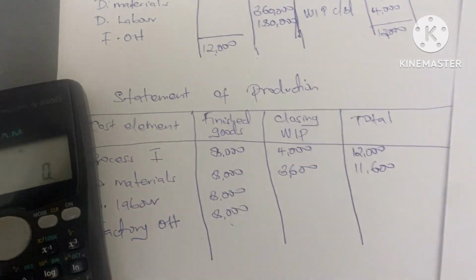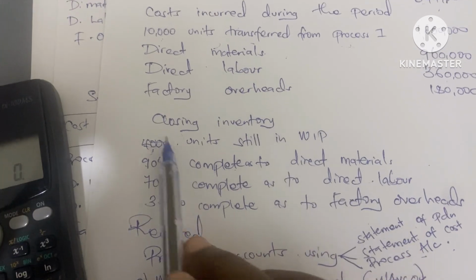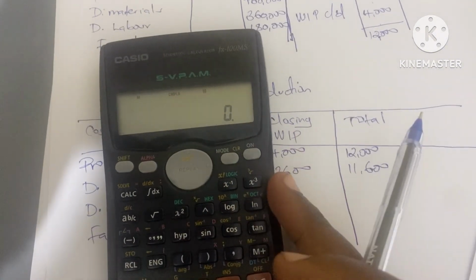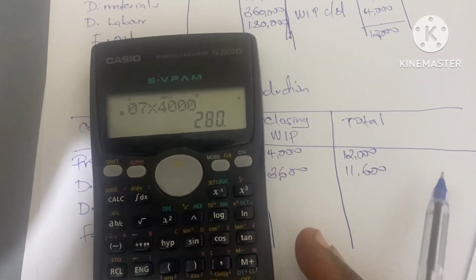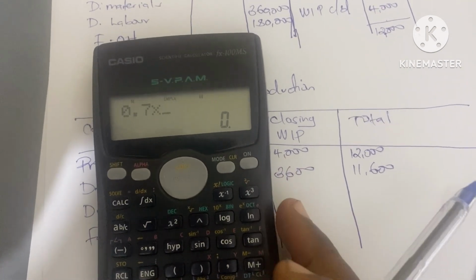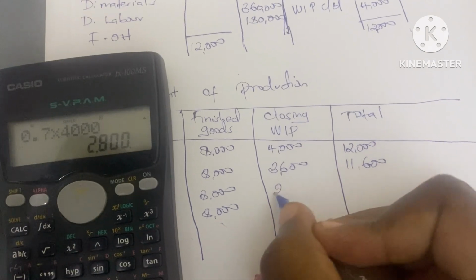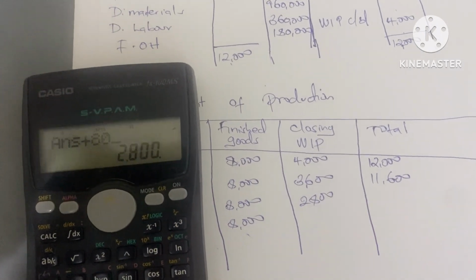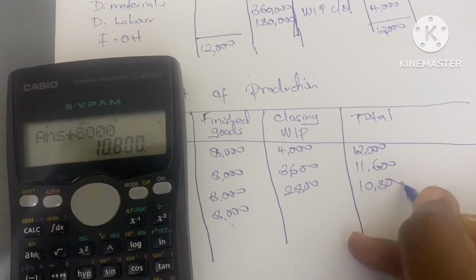Then for direct labor, 70% of this. So 0.7 times 4,000. Sorry, 0.7 times 4,000. It is 2,800. So plus 8,000, you get the total, which is 10,800.